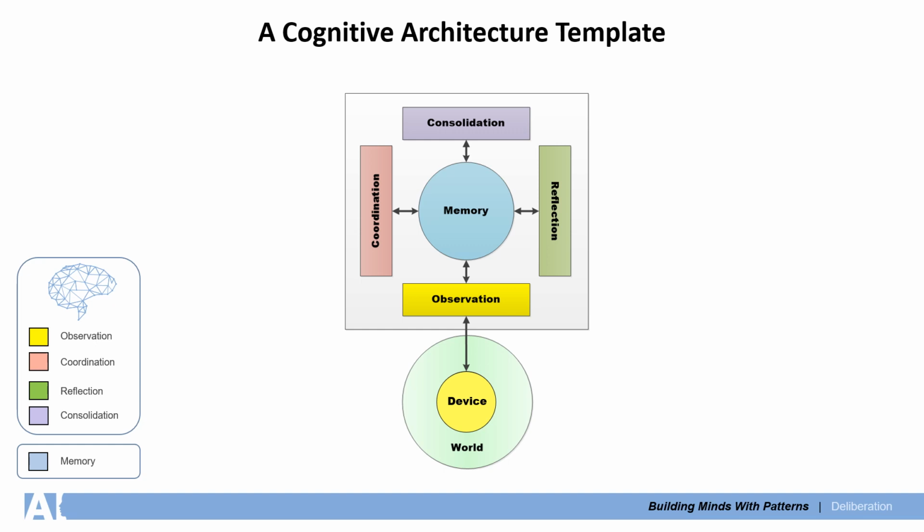We also see there are coordination components which update the memory with new inferences. The reflection components are responsible for changing the overall behavior of the system. And finally, the consolidation components are responsible for ensuring that the memory does not exceed its available capacity.